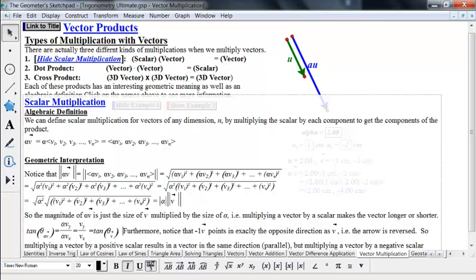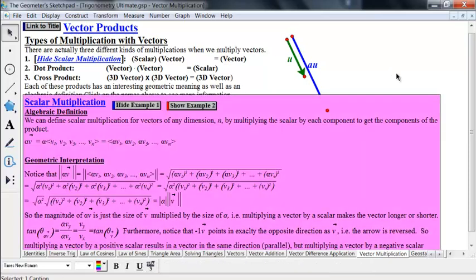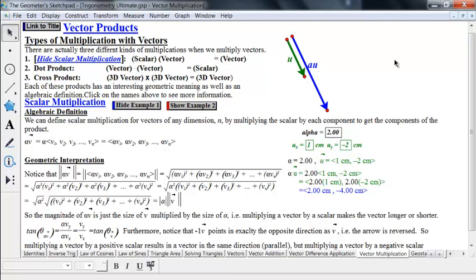Another thing to notice is that the vector -1 times v points in exactly the opposite direction as v, so the arrow is reversed. For example, if you think of the vector that goes from 1, 1 versus the one that goes -1, -1, they're exactly opposite directions of each other. They have the same tangent, but they're opposite directions.